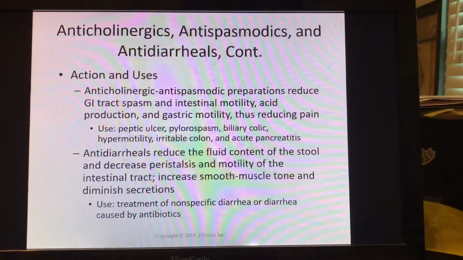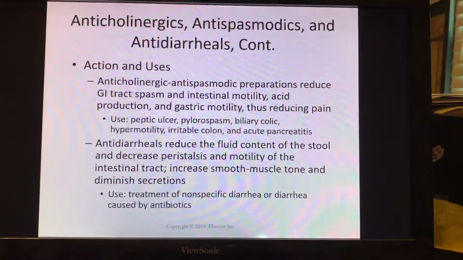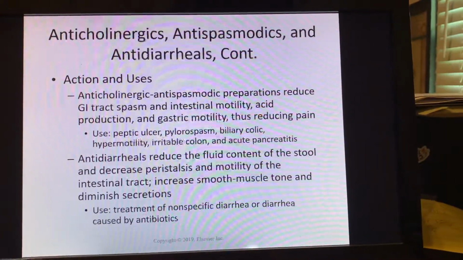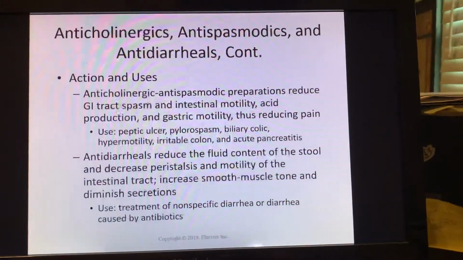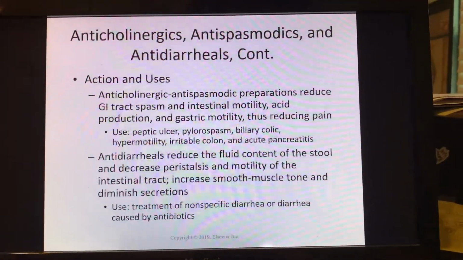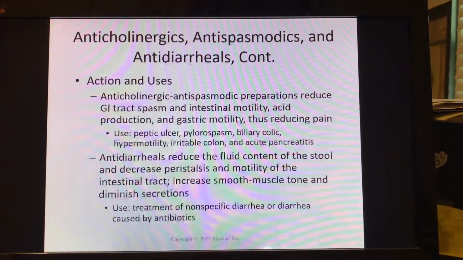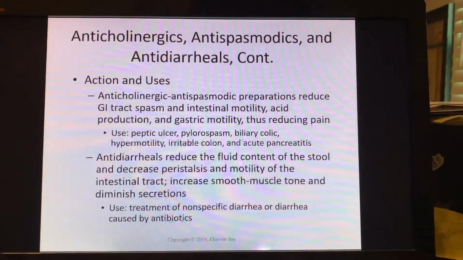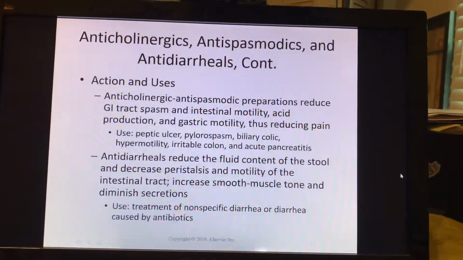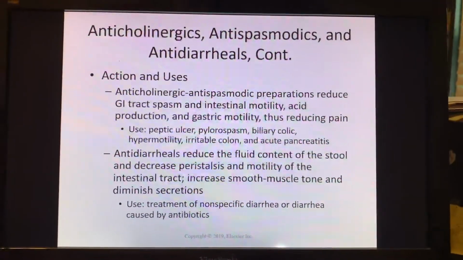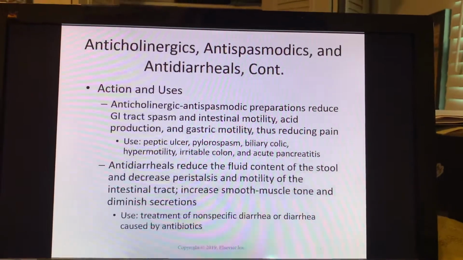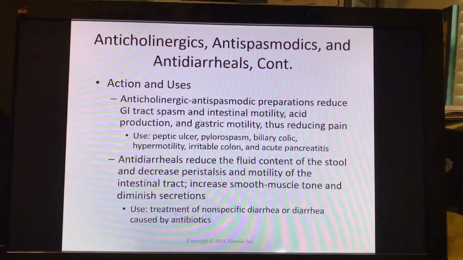Antidiarrheal medications reduce the fluid content of the stool. That cuts down on peristalsis, cuts down on motility of the GI tract. It also increases smooth muscle tone, so things act more normally, and it cuts down on secretions. So that helps with diarrhea where we're not really sure what's causing it, or diarrhea caused by antibiotics. And some antibiotics will cause pretty severe diarrhea. You know what's causing it. You don't necessarily have to stop taking the antibiotic, but you might want to take a medication to cut down on the diarrhea.